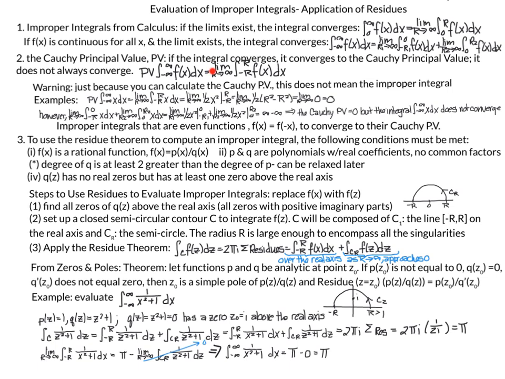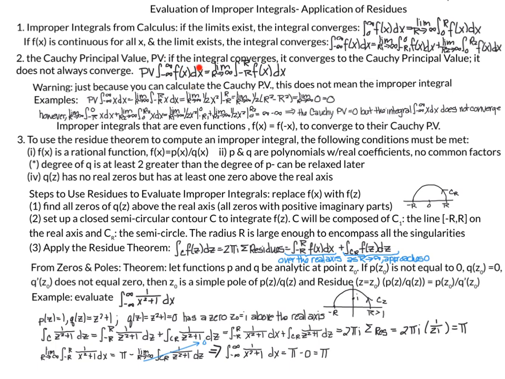Our new material starts with the Cauchy principal value, abbreviated PV. When we have this improper integral, that is the limit as r approaches infinity of the integral from negative r to r of f of x dx, we would say if the limit exists, it is the Cauchy principal value. But it doesn't always converge. So whatever this limit is, we would consider that the principal value of the integral of the function f of x dx.